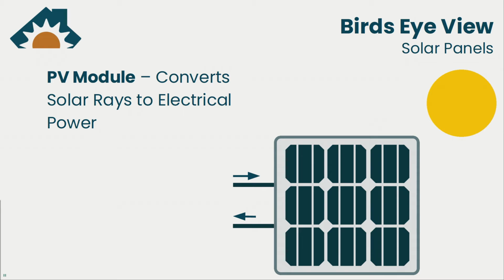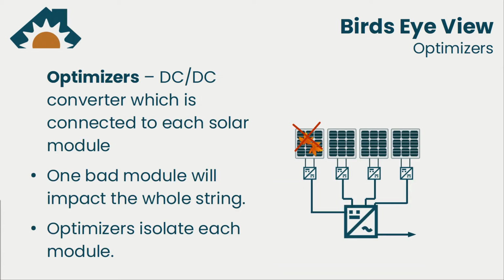PV modules convert solar rays to direct current, or DC, electricity. It cannot be turned off or on. Any sun exposure will cause the module's conductors to be energized. When a string has one module covered or damaged, it will affect the whole string and may not produce anything. And we'll go over strings, the meaning of strings later. Optimizers can be connected to each module so that in this case, where one module isn't performing, it doesn't take out the whole string. This is optional, but it will increase performance.